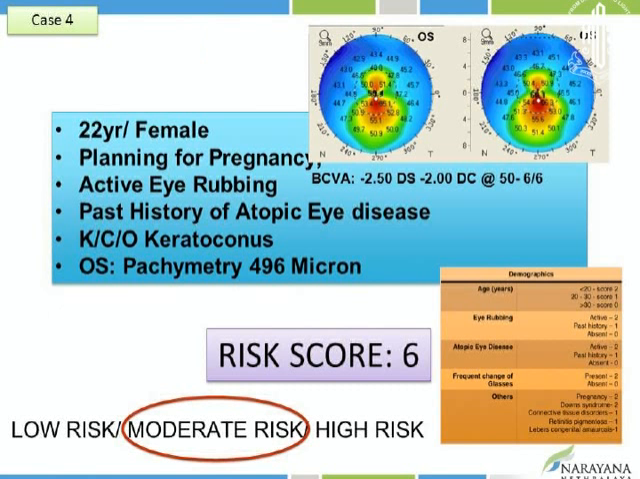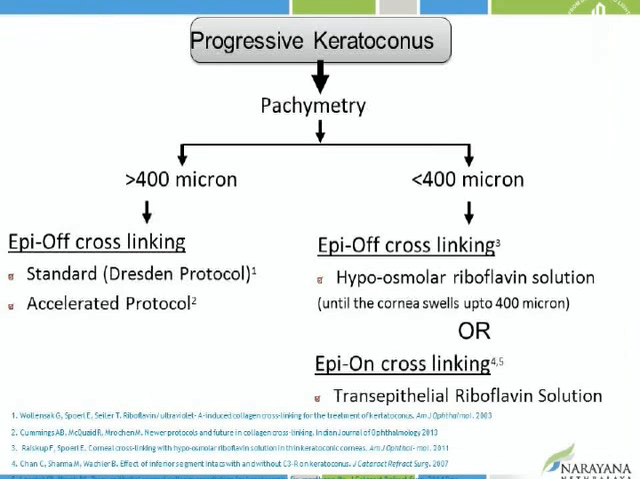Now the fourth case, a 22-year-old female, who had just got pregnant. She had come with active eye rubbing and past history of atopic eye disease, also a known case of keratoconus. Based on the risk factors, she had a total risk of 6 and she was in the moderate group. Based on the 5-point nomogram, we decided to go with cross-linking, an epi-on cross-linking, because she had a good pachymetry.